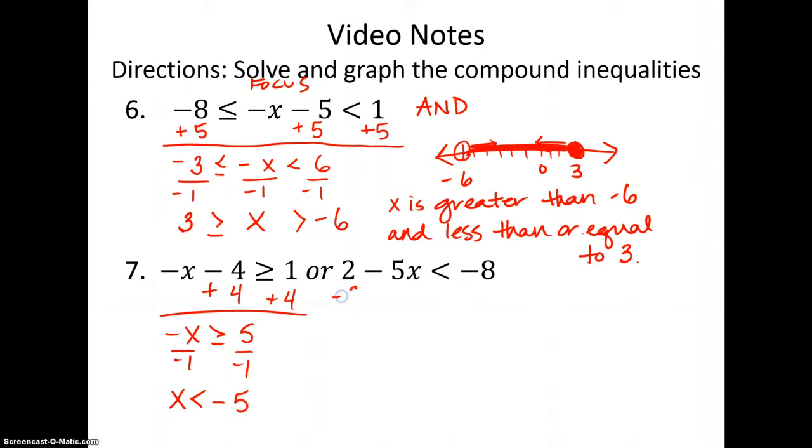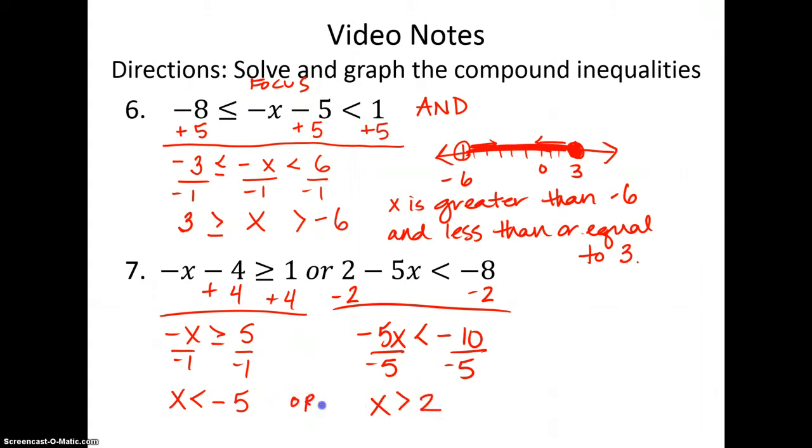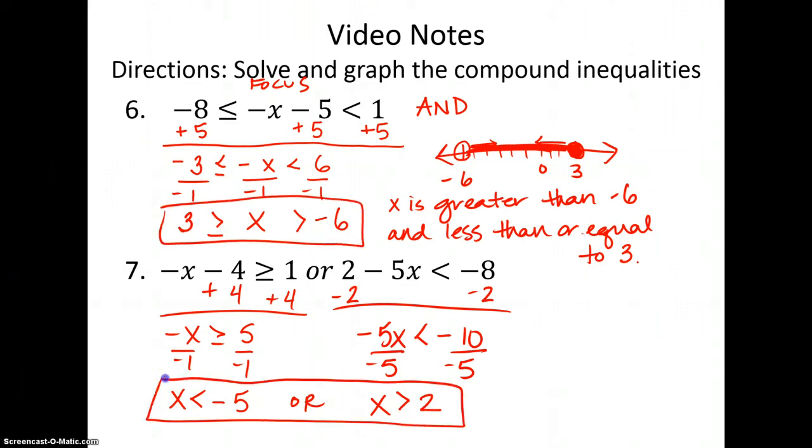So if we do the same over here, we're going to subtract 2 from both sides. We get -5x less than -10. We're going to divide by -5. When you divide by a negative, you must flip the sign. So we have x is greater than 2. And this is an or problem. If we go back up and box our answers, there's our and problem. This is an or problem.